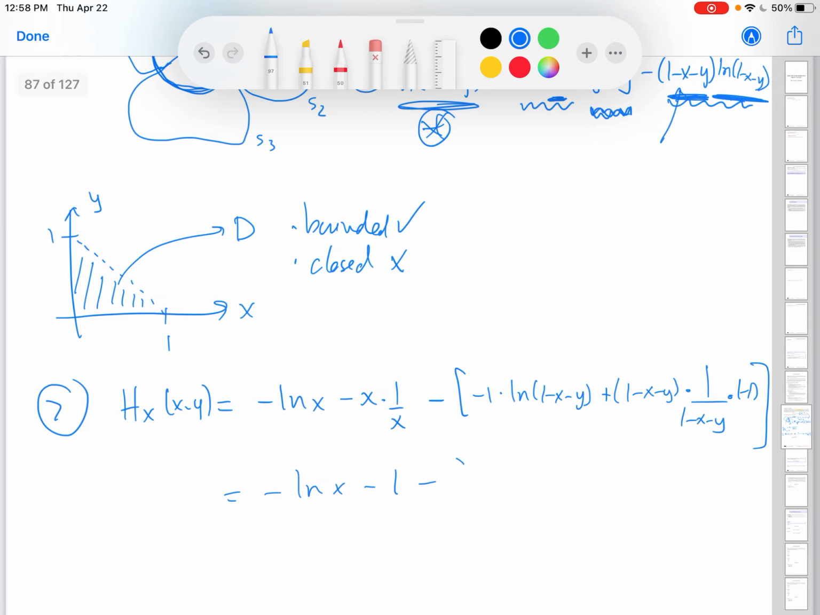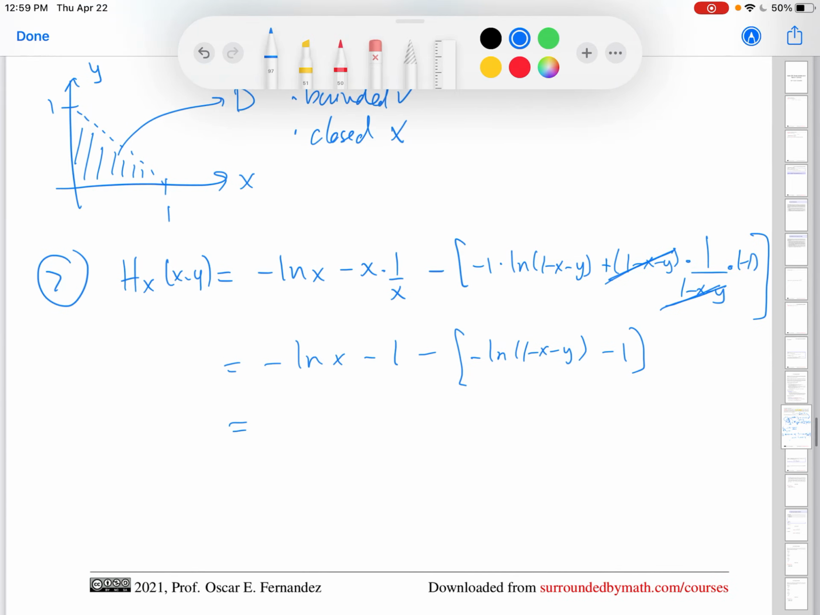And then over here, I get minus ln of 1 minus x minus y. These cancel for much the same reason. We are excluding the entire set of points where this equals 0, right? That is the dashed line over here, y equals 1 minus x. We're excluding that from our domain. So we know for sure that for our purposes, these two things are not 0, they cancel. So I just get -1. Okay, so that actually simplifies quite nicely.